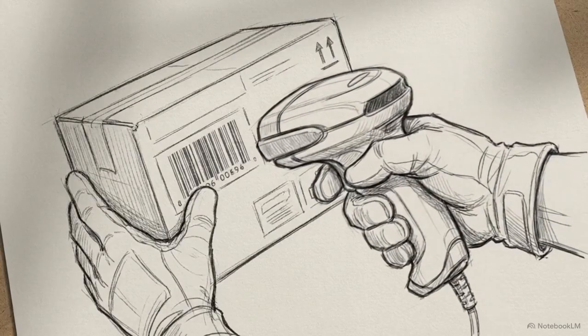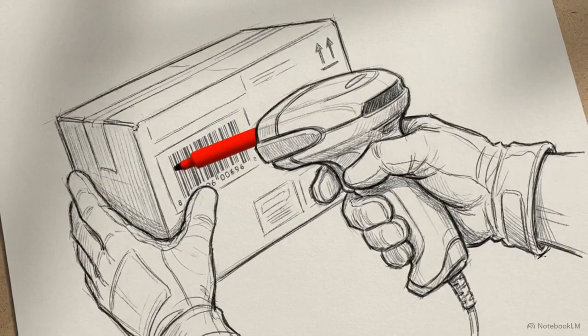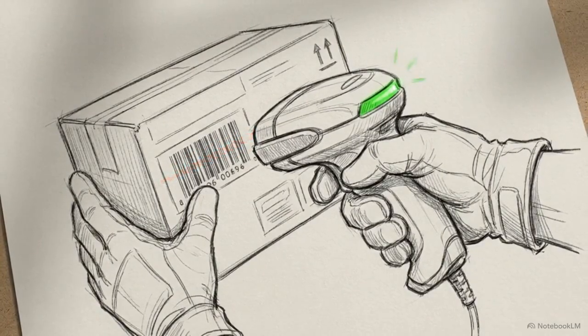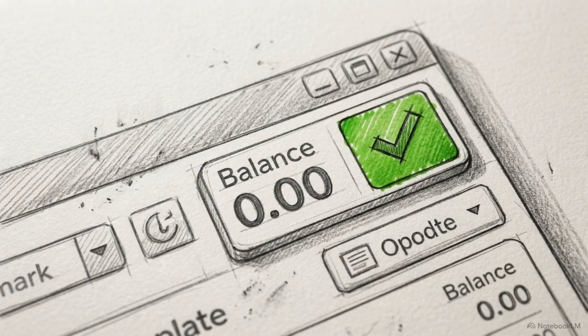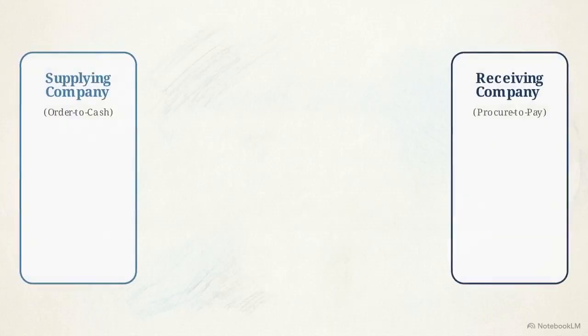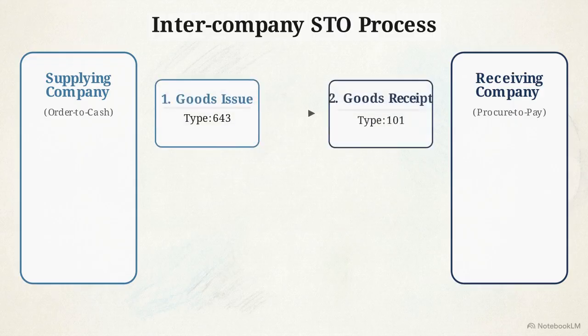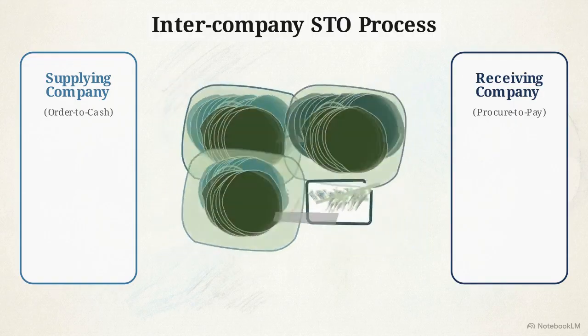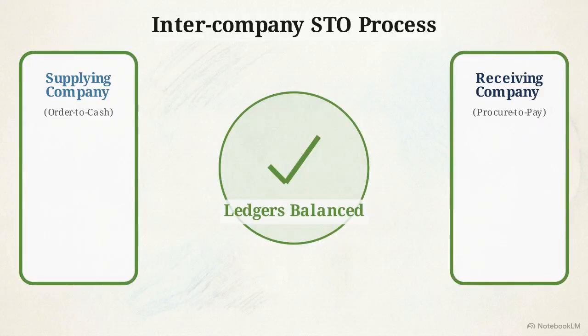The receiving plant then posts the goods receipt in MIGO against the outbound delivery, logging movement type 101. The final step for the receiving plant is processing the vendor invoice in transaction MIRO. This clears the GRIR account and closes the procure-to-pay cycle. This process involves 4 financial checkpoints. Accounting documents are generated at each stage to ensure both independent company codes balance their respective ledgers.